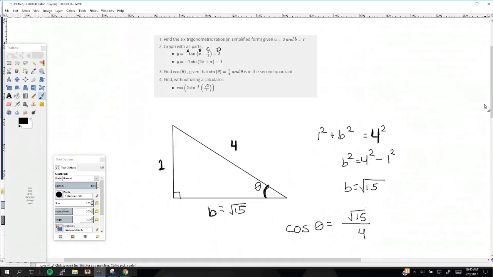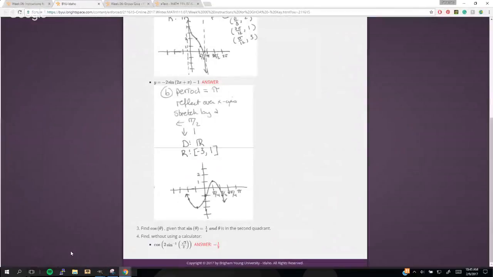Oh, wait, one more question. So on number 3, he specifies that the angle is in the second quadrant. So in the second quadrant, all the cosines are negative. So does that mean that our answer needs to be negative? Yeah, I think it does. Okay. Does he even say? No, in the answers, he doesn't even have it. That's weird.